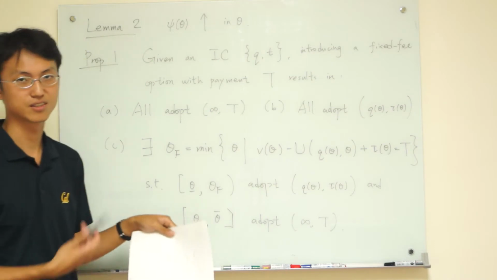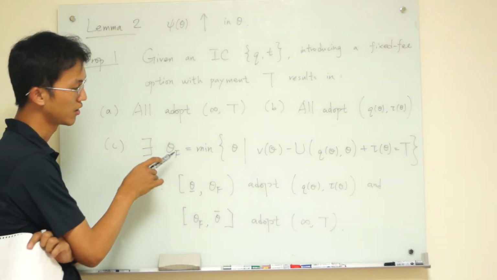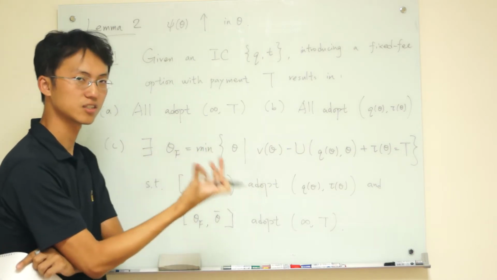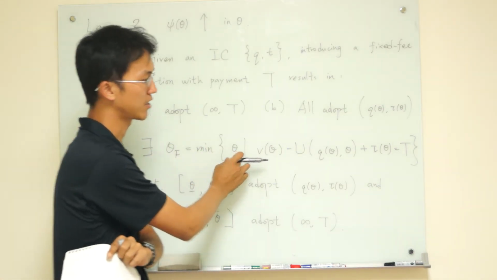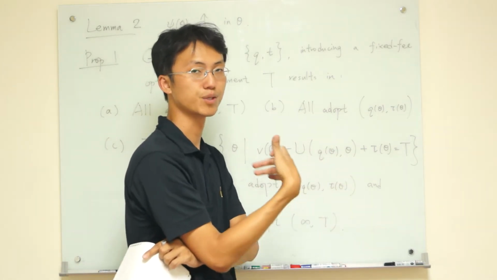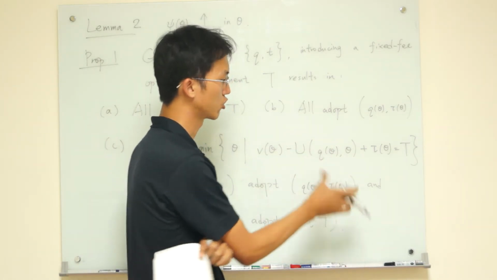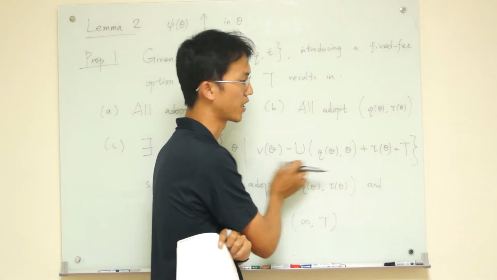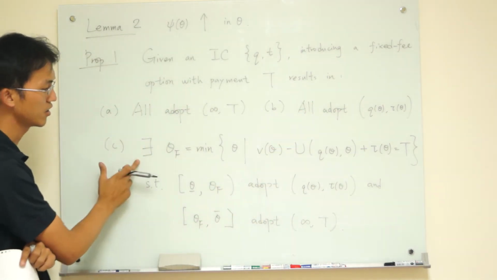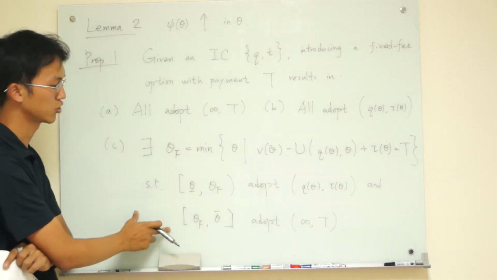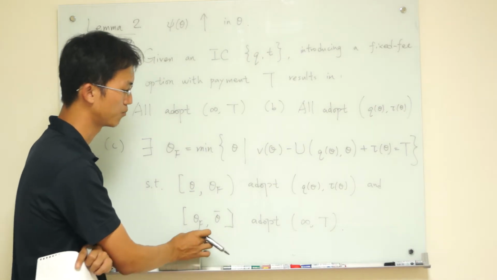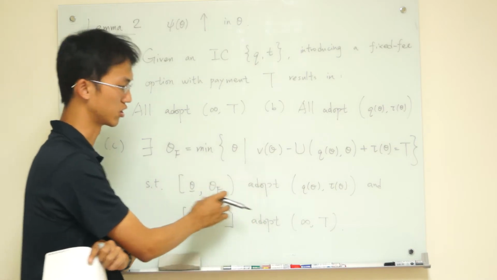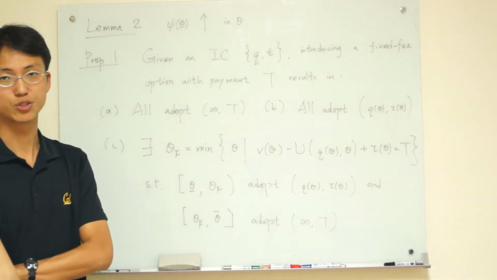The result is like this. It's again not so surprising. There will be a type theta f. This type is the minimum theta that makes one guy be willing to switch to the all-you-can-eat plan, because this willingness to pay is equal to the price. There exists such a type such that all the guys above it will switch, and all those types below it will remain in the original plan.